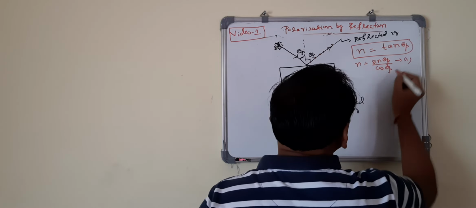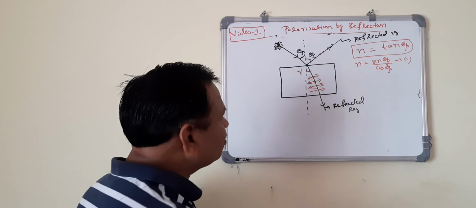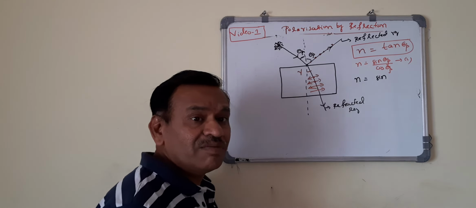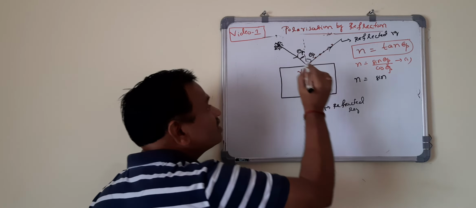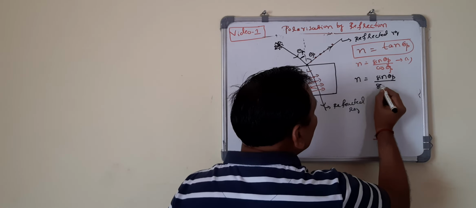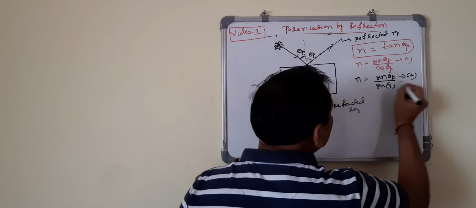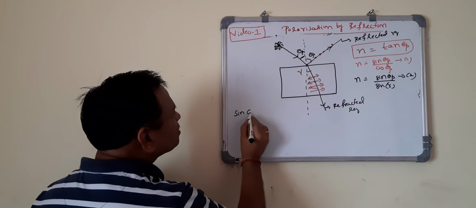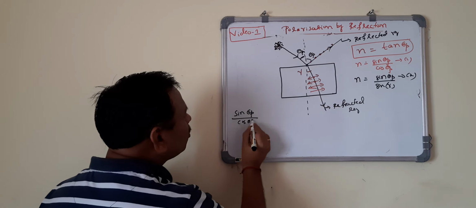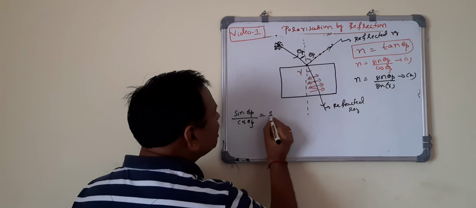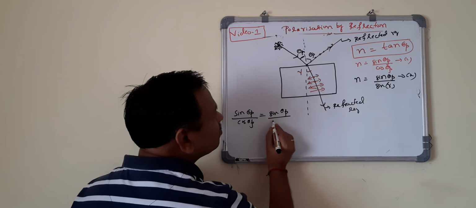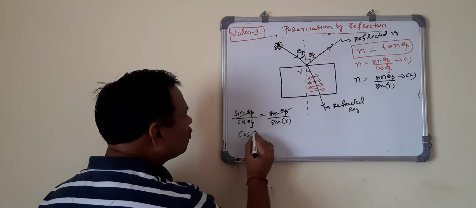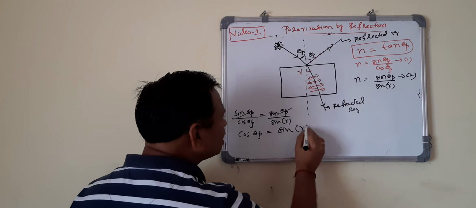cos theta p. This is equation 1. And I also know Snell's law: n equals sin i by sin r, nothing but sin theta p divided by sin r. This is equation number 2. You compare these two equations. Because the LHS is the same, sin theta p divided by cos theta p equals sin theta p divided by sin r. The sin theta p cancels. What is left? Cos theta p equals sin r.